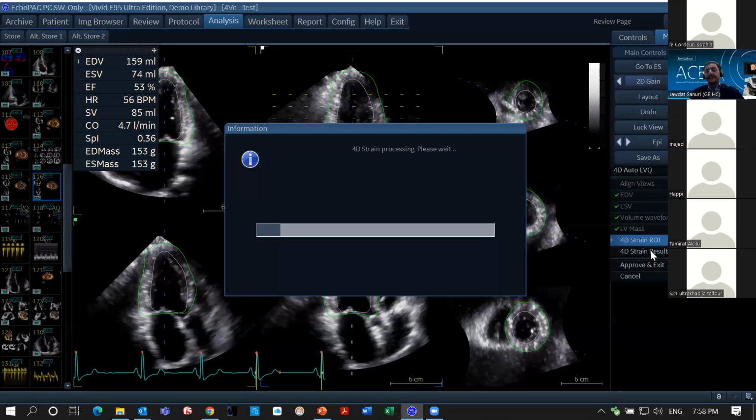As you can see, it's all more or less automated. However, it always allows me to check and validate, do I accept and appreciate these measurements, or do I not accept these measurements? Okay. Now that we have taken the region of interest, now it will do 4D strain, and 4D strain takes a few seconds.